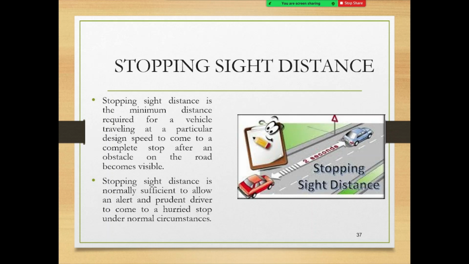So just think that this one is stationary, maybe it's broken or something. So here the stopping sight distance is based on 2 seconds. Now remember, in our case it's 2.5 seconds, right? This may be from America, so American people may be smarter, I don't know, right? Stopping sight distance is normally sufficient to allow an alert and prudent driver to come to a hurried stop under normal circumstances. Remember, he should be an alert and prudent driver.